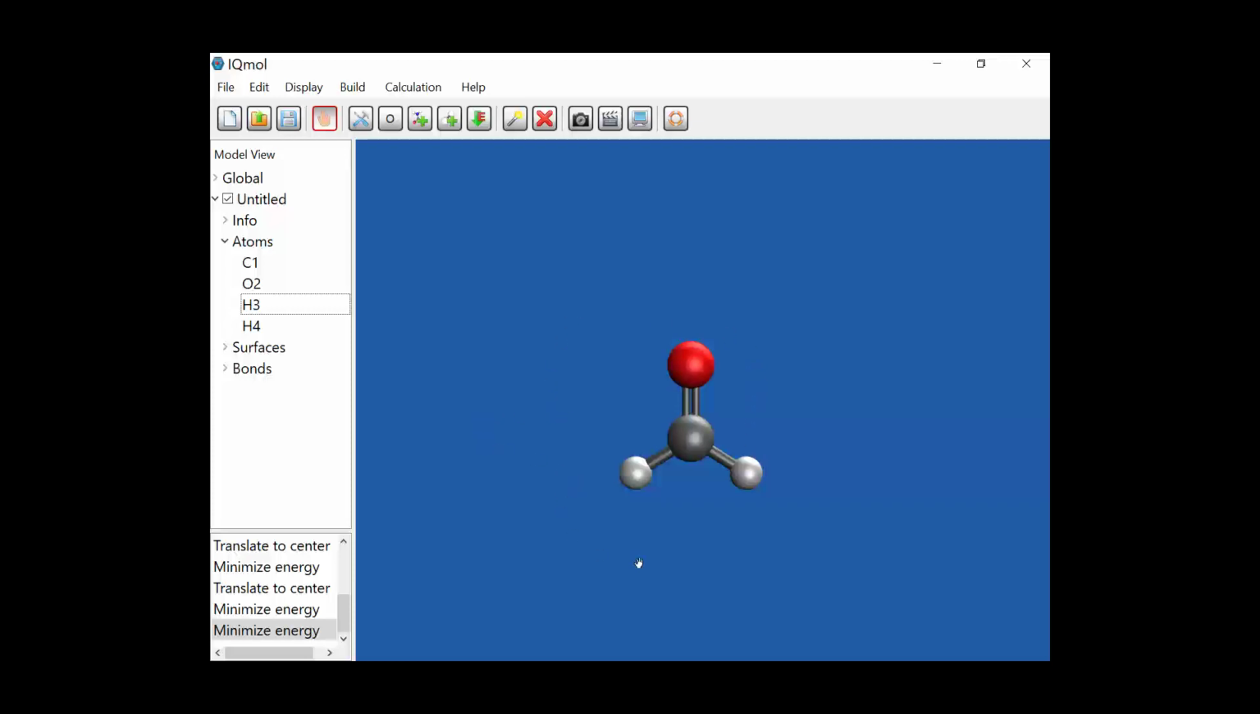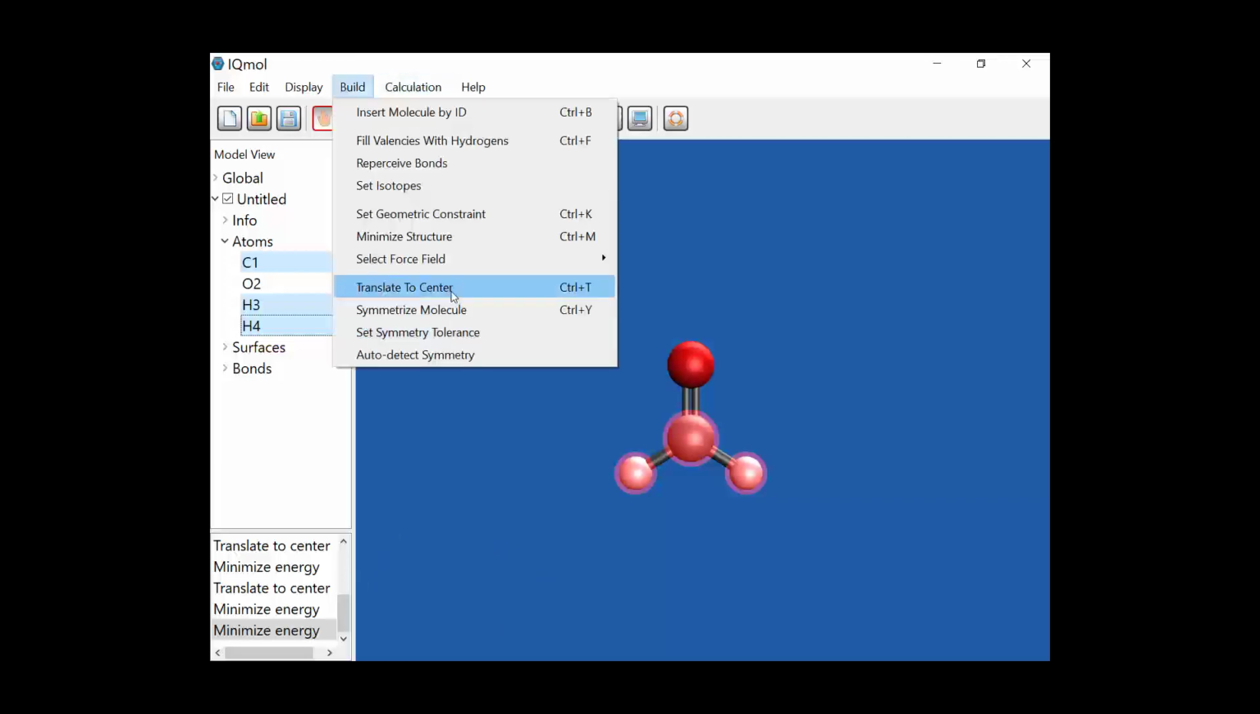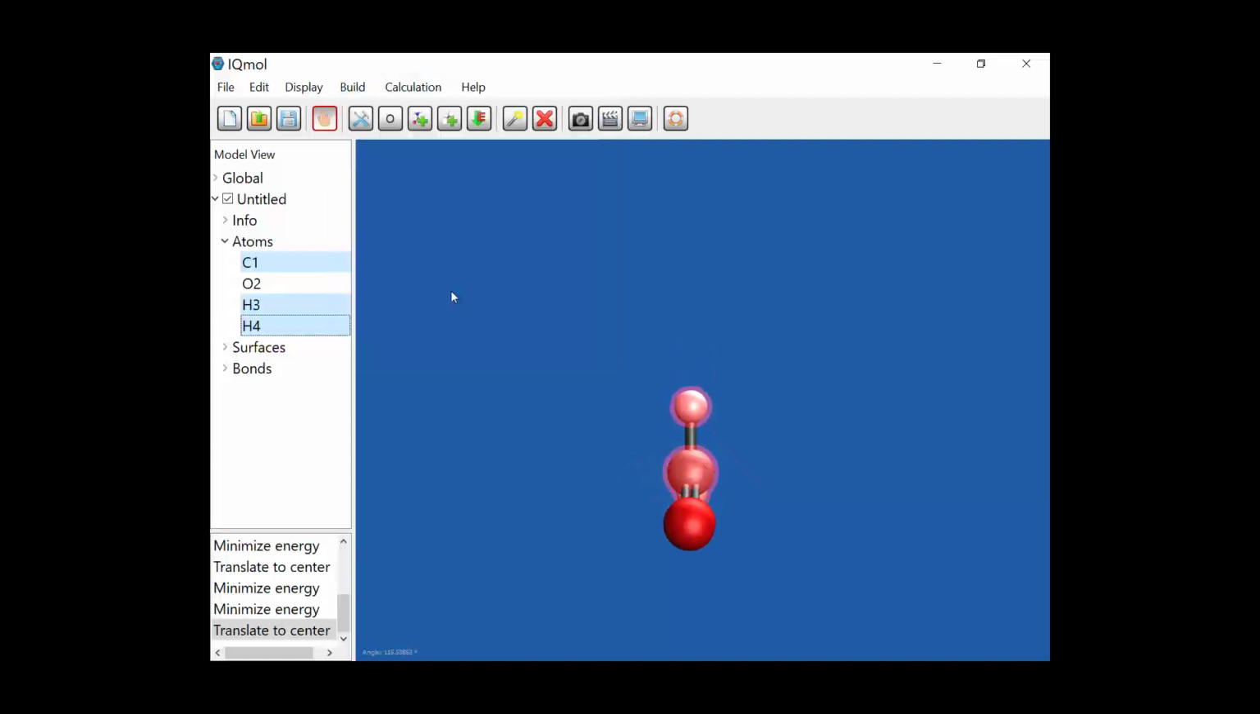So now I've done my reparameterization. I can go ahead and again select my hydrogen-carbon-hydrogen bond, and you'll notice that nothing shows. So this seems to be a small bug within IQmol. If you translate the molecule to center, which again shouldn't really do anything to the molecule itself, but it moves it so that it's centered at 0, 0, 0.